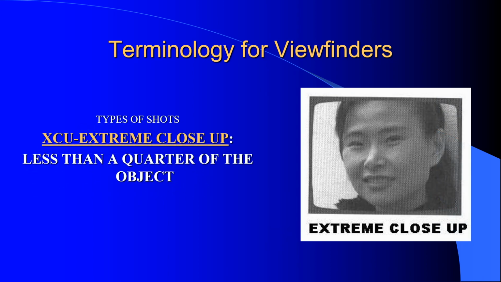And then the extreme close-up, which, if it's a subject, is just the face of the person. This is where a slow zoom would end. It would start with a head and shoulder shot, and then a slow zoom would end with an extreme close-up, seeing only the face of the person. So the viewer gets the full weight of the emotion that the person is going through.